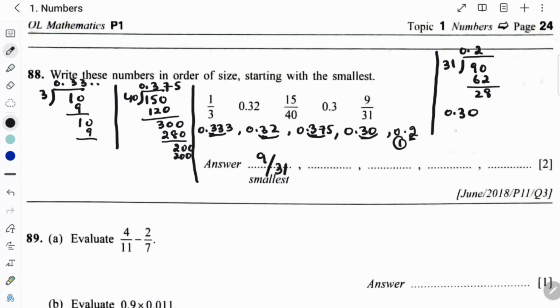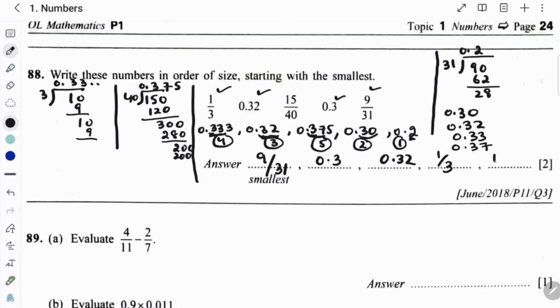Okay, right? So this is 0.30, and then 0.32, and then 0.33, and then 0.37. We just make them in this order. So 0.30 is the second one, 0.32 is the third one, the fourth one is this, and the fifth number is 0.375. So okay, we numbered it. 9/31, and then we have this 0.3, and then 0.32, and then 1/3, and then last number is 15/40 here. So don't continue it because you found the first digit is smaller, so don't continue this.